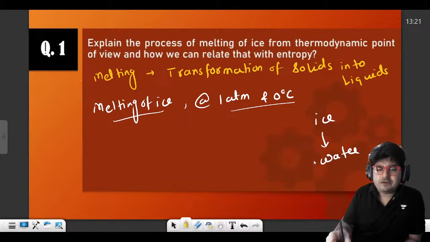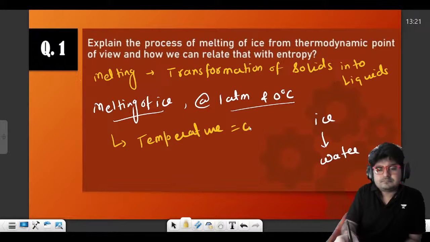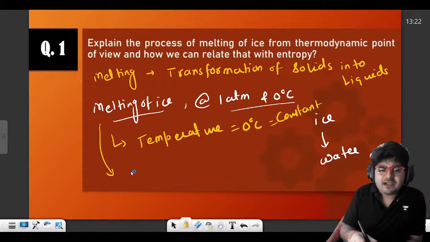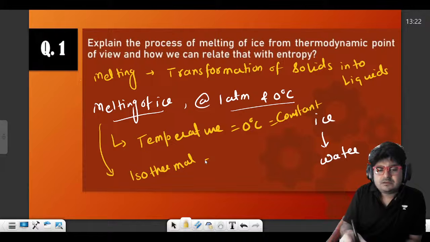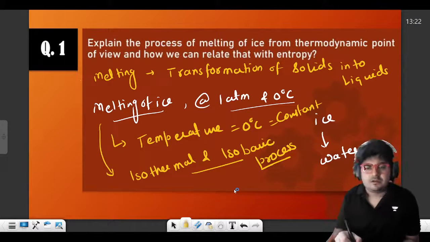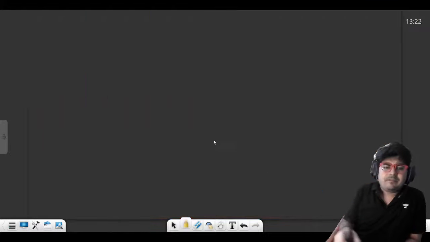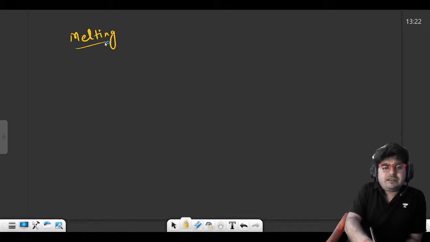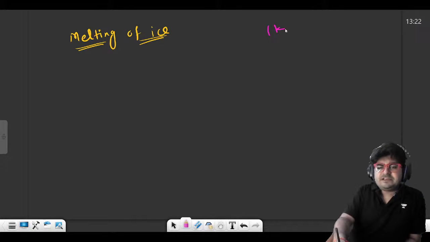During this process of melting, all of us know that the temperature will remain the same, or you can say constant. So basically we can say that melting of ice is an isothermal and isobaric process. Cool. So when we talk about the melting of anything, or melting of ice basically, suppose we have 1 kg ice, or let's say m kg ice to be precise, that would be better. If we say we have m kg ice at 0 degree Celsius and 1 atm.